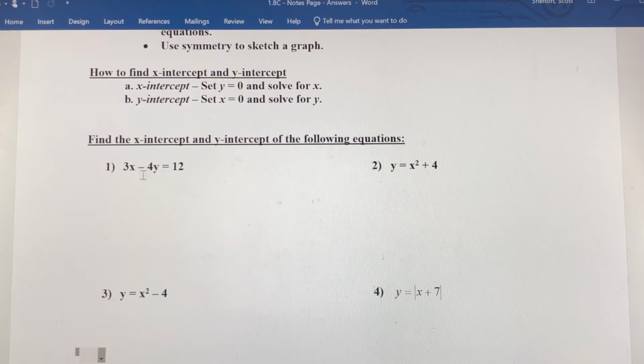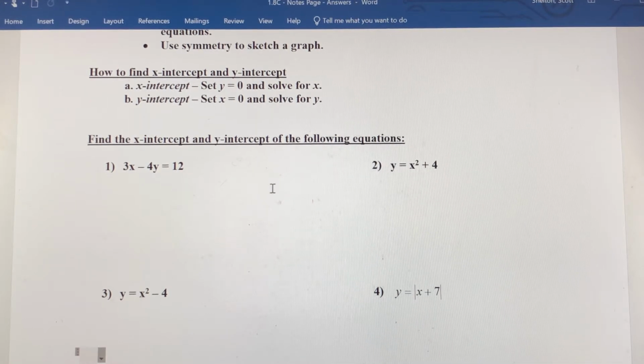So we've got 4 equations here that we're going to deal with. This is a linear equation or linear function. This is a quadratic equation or function. This is a quadratic equation or function, and this is an absolute value function, okay? We're going to go through these 4 examples relatively quickly, just going through these steps to find the intercepts. We're going to start with this linear equation, number 1, first.